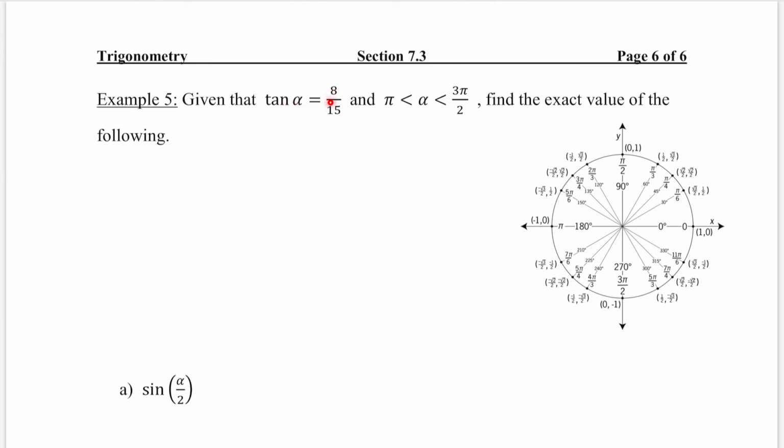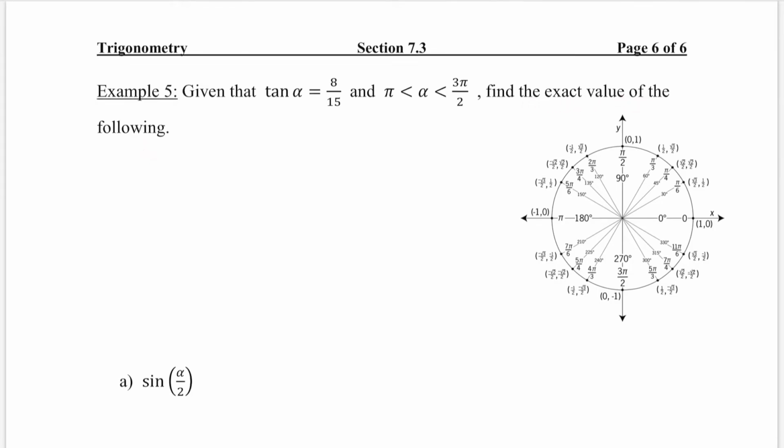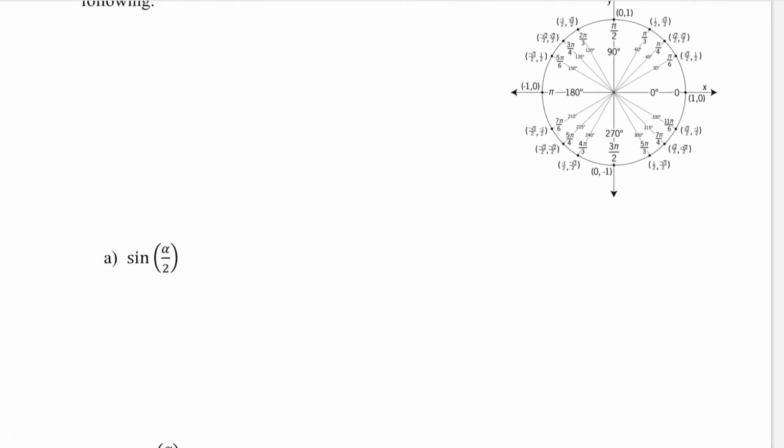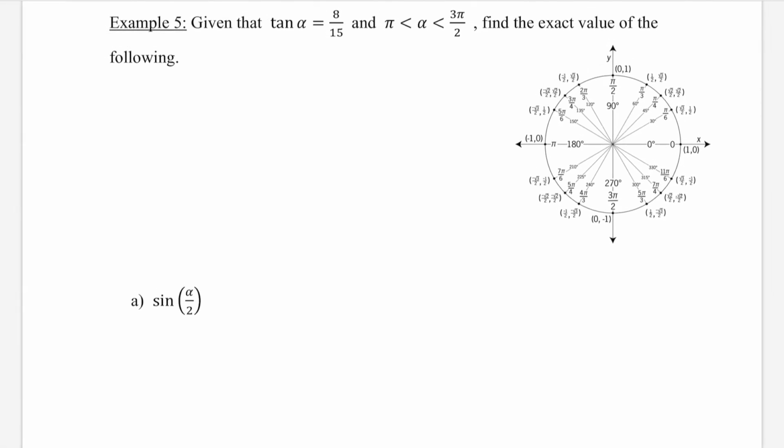Example 5. Given that tangent of alpha is 8 over 15, and alpha is in between pi and 3 pi over 2, which is in the third quadrant, find the exact value of the following. I want to find the exact value for sine of alpha over 2, cosine of alpha over 2, and tangent of alpha over 2. In order to find sine and cosine of half angle, I need to have cosine of alpha. From here, they gave me tangent of alpha.